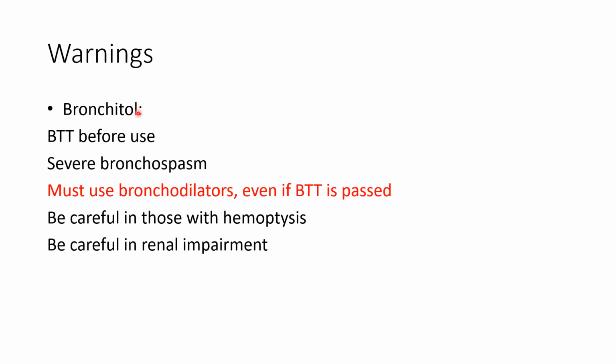Still on warnings, when it comes to Bronchitol, we must have Bronchitol tolerance test before administration. We will not give it if there's bronchospasm, but note, there may be severe bronchospasm. Therefore, we must use bronchodilators before administering Bronchitol, even if the patient has passed the Bronchitol tolerance test. We must still administer bronchodilators. We have to be careful in those with hemoptysis, particularly when we don't know the cause of the hemoptysis. Be careful in renal impairment. As a matter of fact, in anuria, we will not administer it.